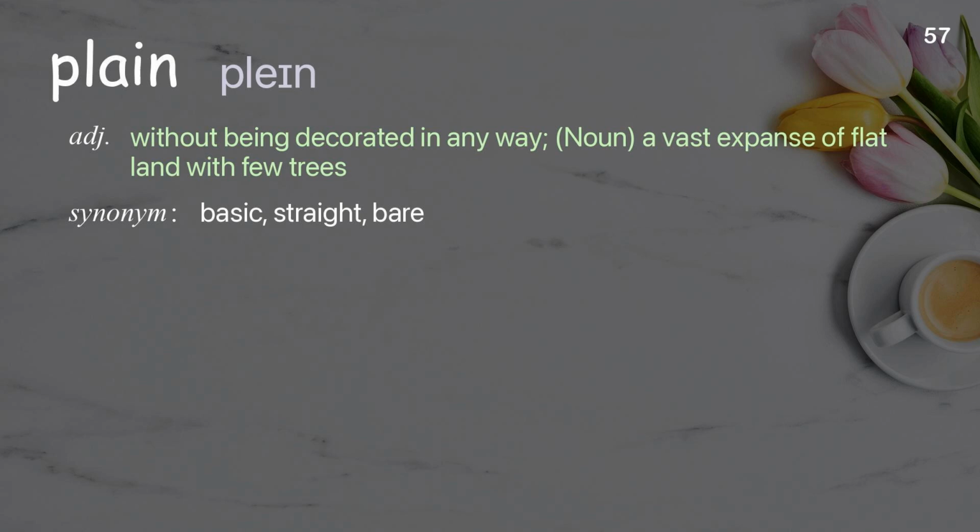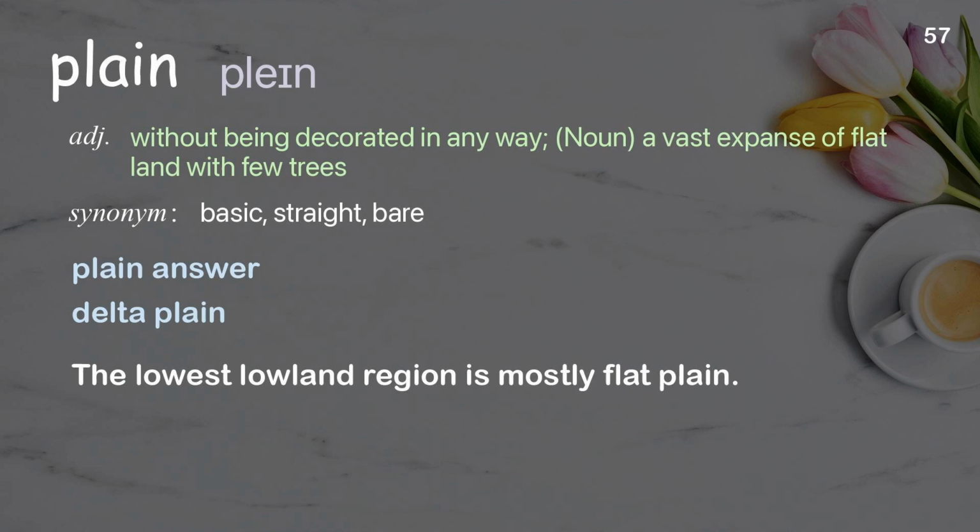Plain: without being decorated in any way. Noun: a vast expanse of flat land with few trees. Examples: plain answer, delta plain. The lowest lowland region is mostly flat plain.